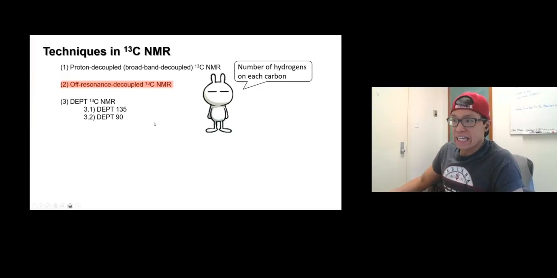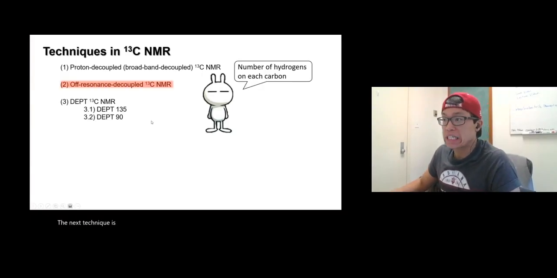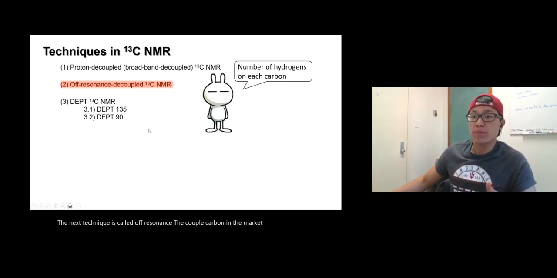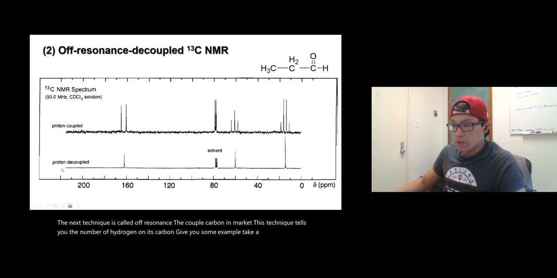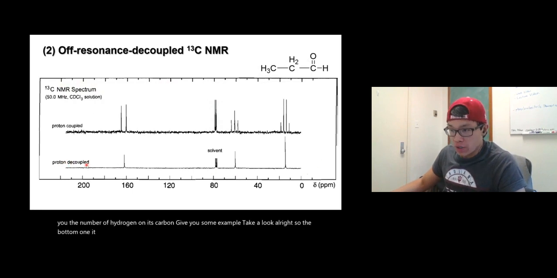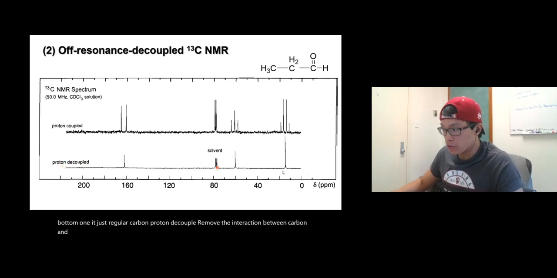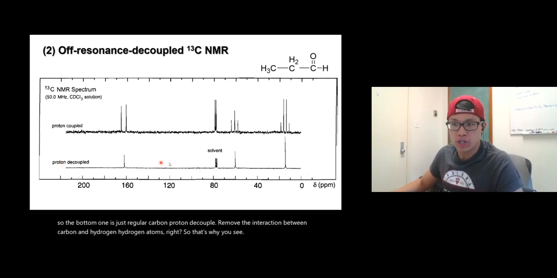Okay, the next technique is called off-resonance-decoupled carbon NMR. This technique tells you the number of hydrogen on each carbon. Let me give you some examples. Take a look. The bottom one is just a regular proton-decoupled carbon spectrum, which removes the interaction between carbon and hydrogen atoms. That's why you see a nice clean carbon NMR.